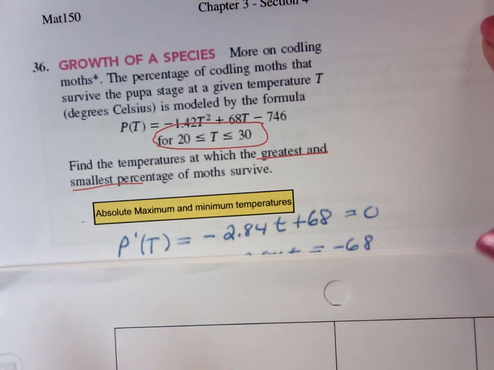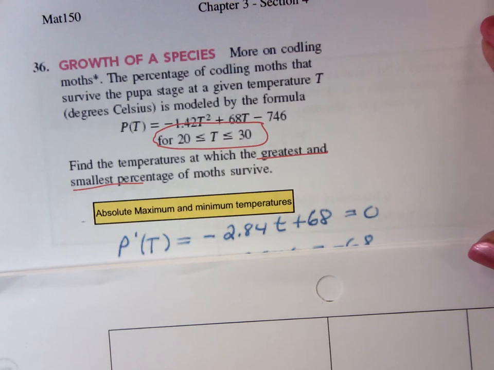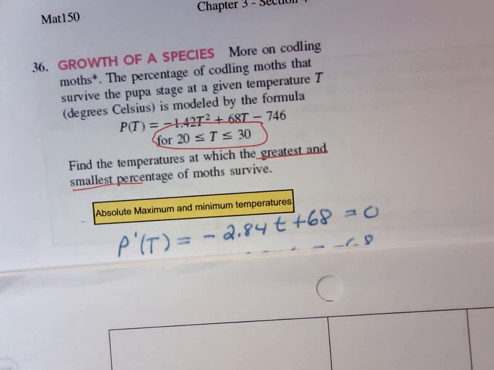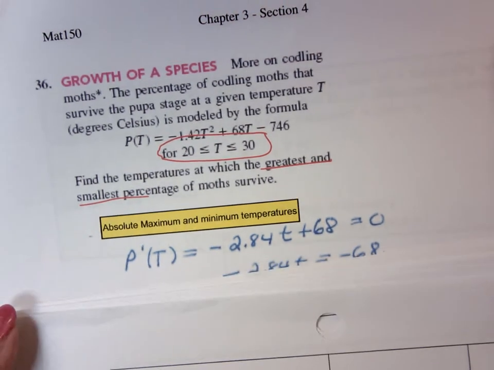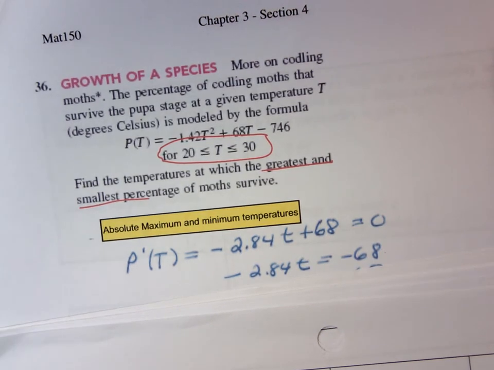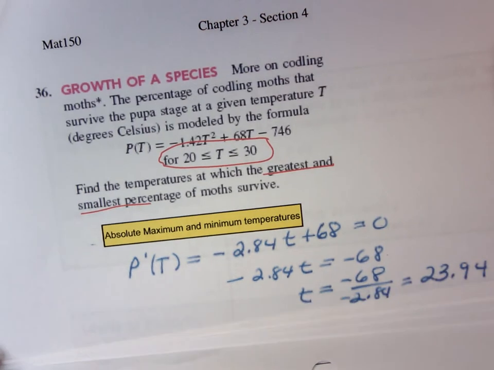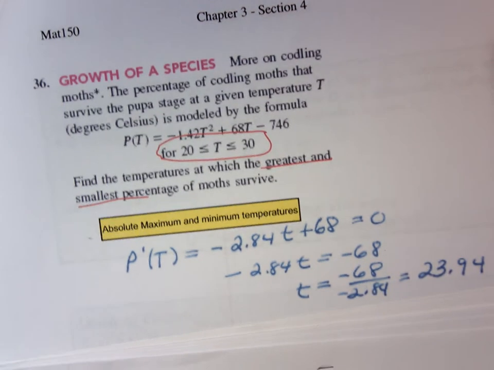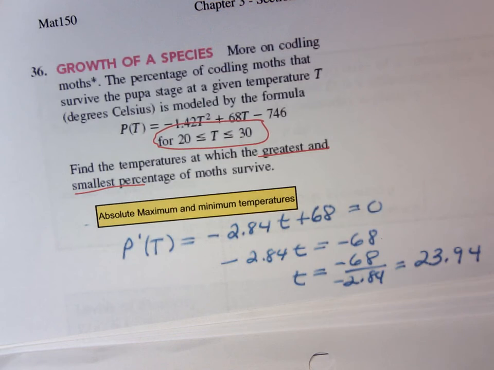And so what do we do? Take the derivative, which is nice because I've gone from a quadratic to a linear. Take the derivative, set it equal to 0, and then solve for t. So negative 2.84t is negative 68. And then divide by negative 2.84, it's 23.94.